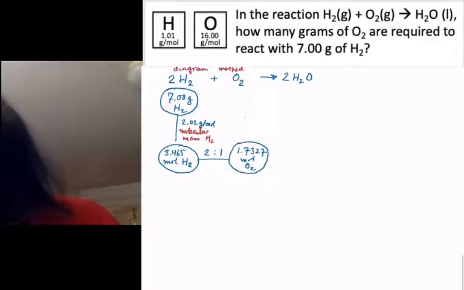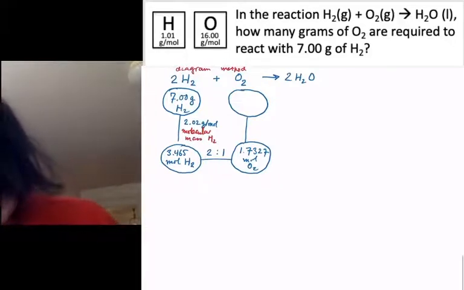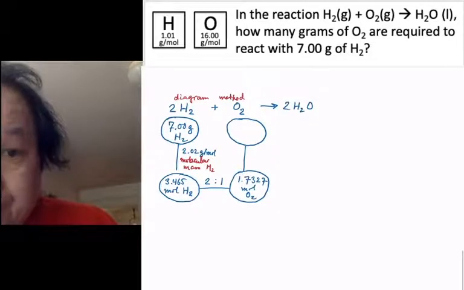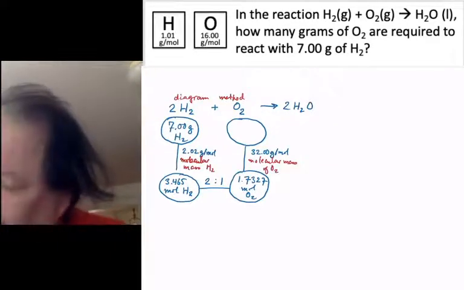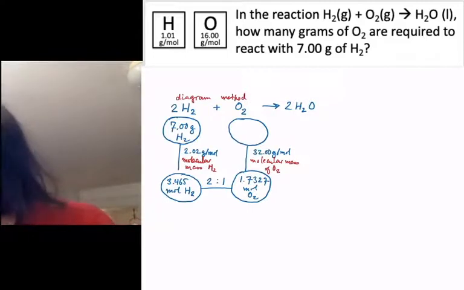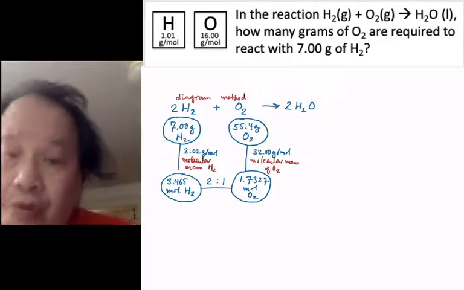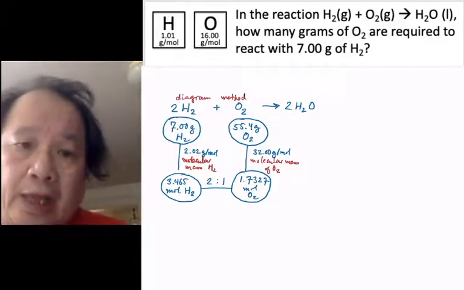And then how would I be able to go from moles of O2 to grams of O2? The key is to note that O2 is 32.00 grams per mole. That's the molecular mass of O2. And so multiplying the 1.7327 moles of O2 by 32 grams per mole, I get 55.4 grams of O2. And notice that here I've gone to only 3 sig figs because that's my starting value, and there's my final answer. And that's the diagram method.